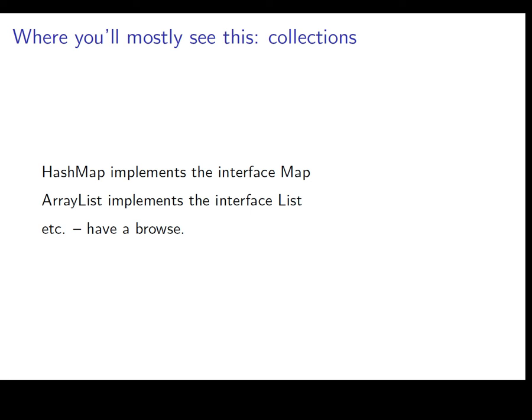Where you'll mostly see this, for now at least, is in the collection classes. When you browse around the JDK documentation for the collection classes, and you should, you'll notice that it tells you that HashMap implements the interface Map, and that ArrayList implements the interface List, and so it goes on. Part of the reason for that is that it often happens that we want to write methods that will, for example, return a thing of type Map without wanting to commit to exactly what implementation of Map it's going to be that gets returned. And that lets you do that.